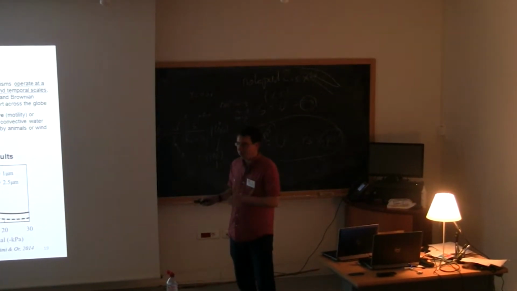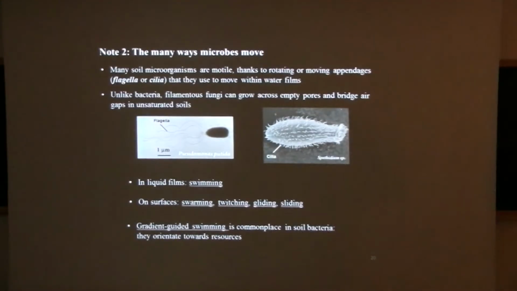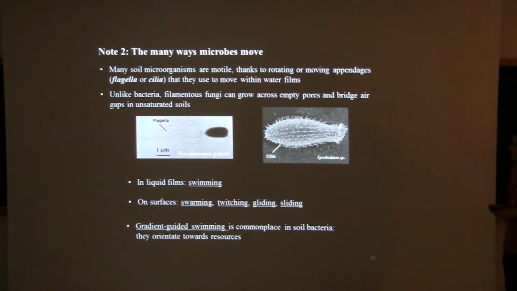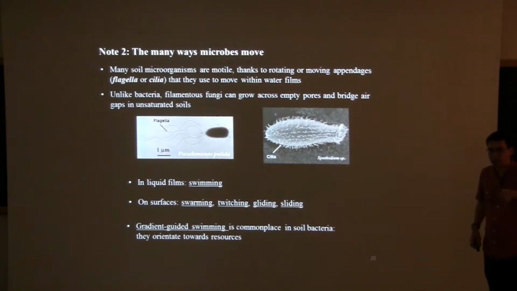But now I will just say a few words about the many ways microbes move, another technical note, just so that you get an idea of what the mechanisms are. So soil microorganisms can move thanks to rotating or moving appendages. In bacteria, this is the soil bacterium Pseudomonas putida. It has appendages called flagella. These nice little appendages can be rotating, and then it propels the cell.